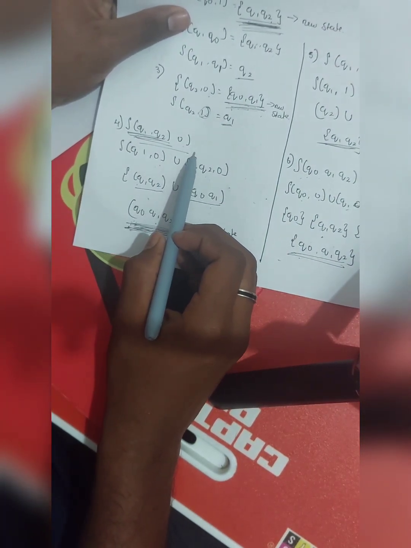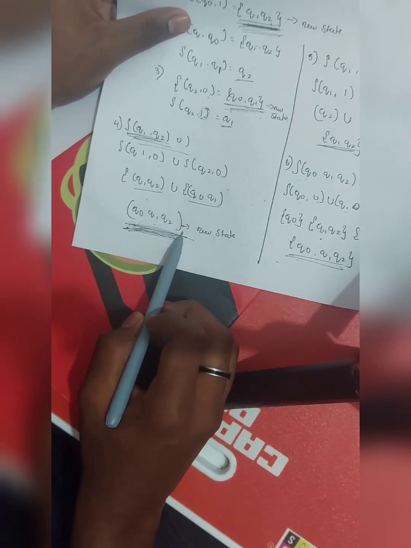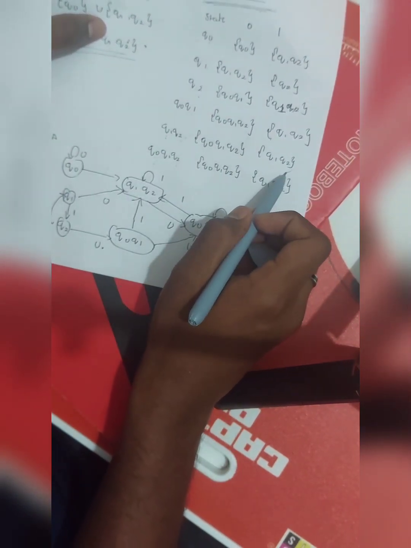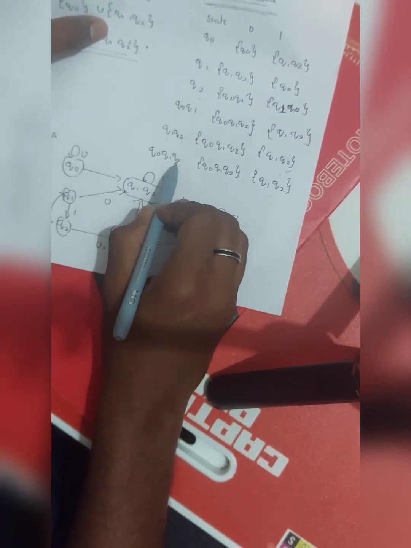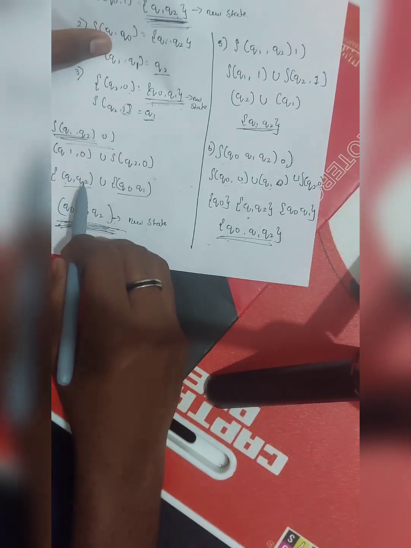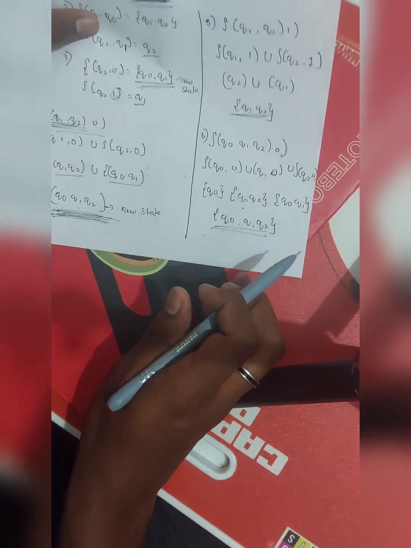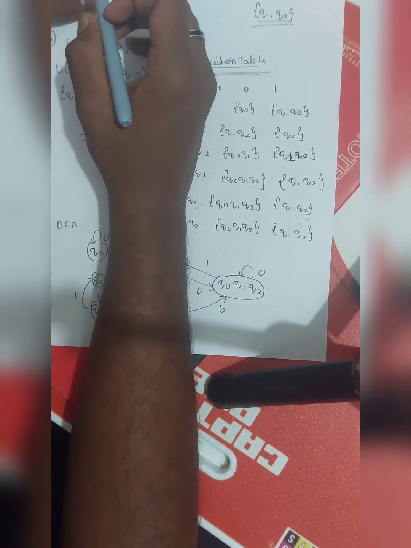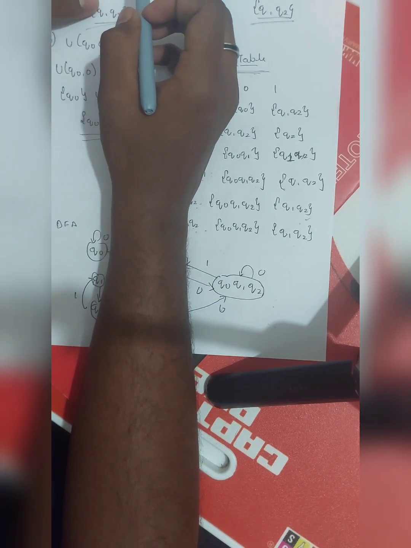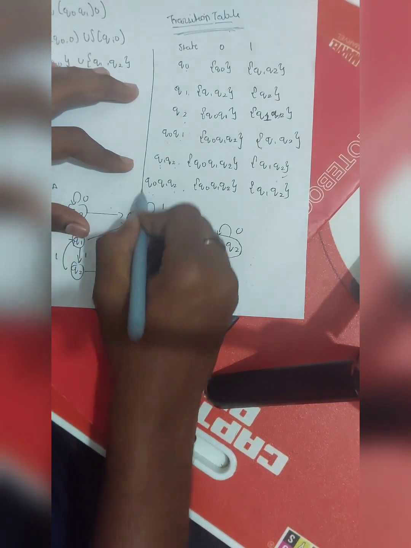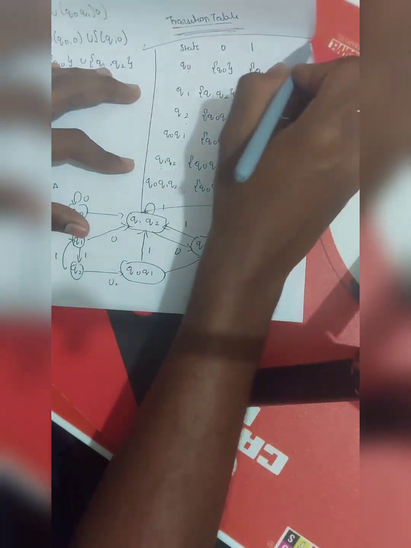Q1, Q2 with respect to 0, we have got Q0, Q1, Q2. Q1, Q2 with respect to 1, we have got Q1, Q2. Write as it is. Next, Q0, Q1, Q2 is a new state. Check for 0 and 1. Q0, Q1, Q2 with respect to 0, we have got Q0, Q1, Q2. With respect to 1, we have got Q1, Q2. Write as it is. This is the transition table we have constructed newly.